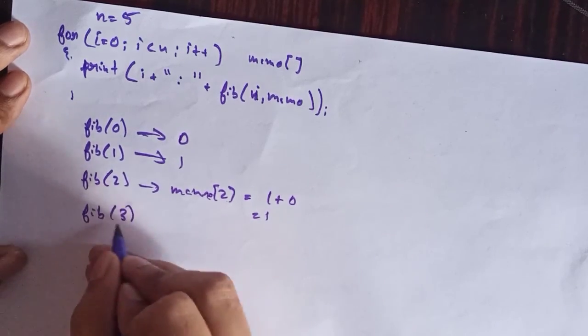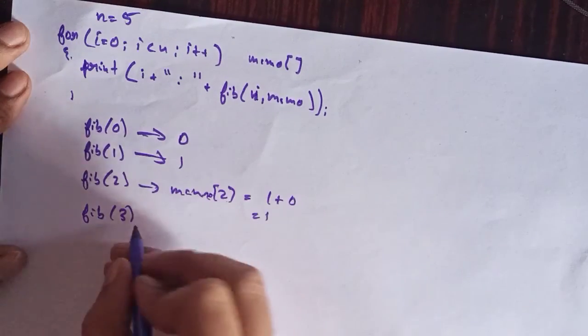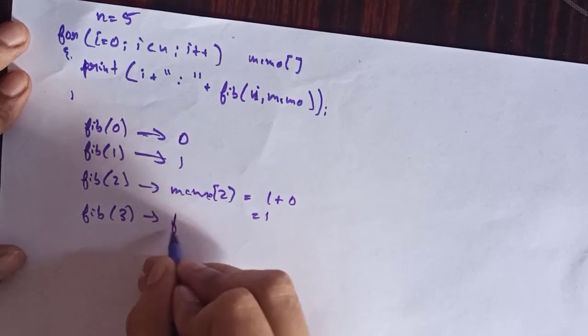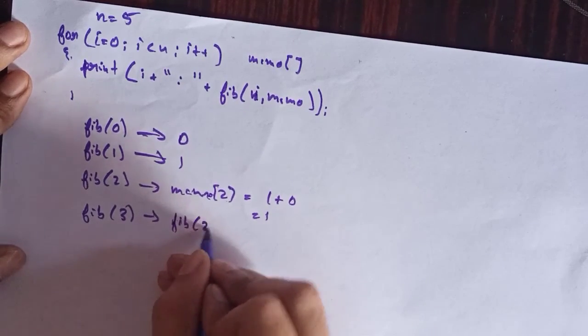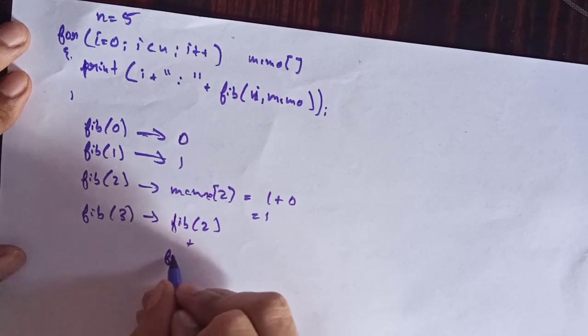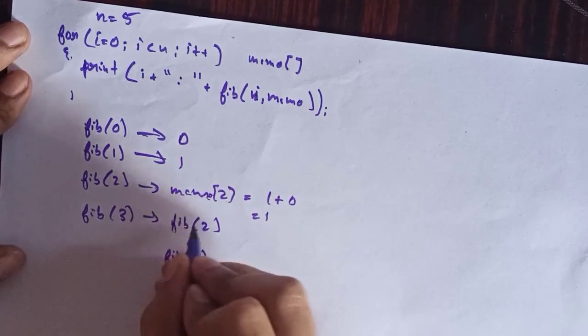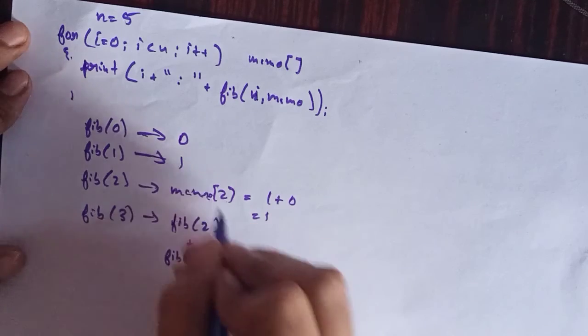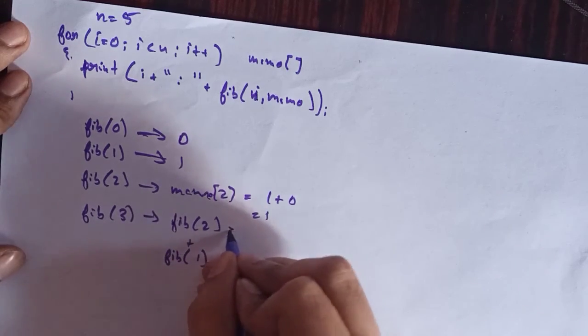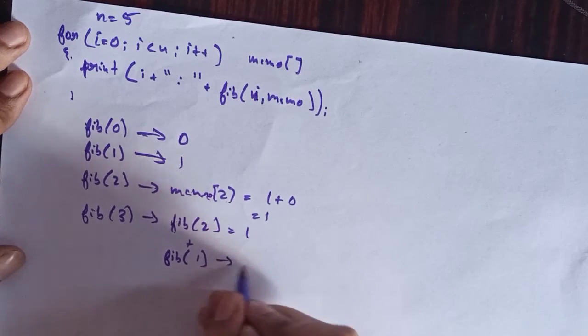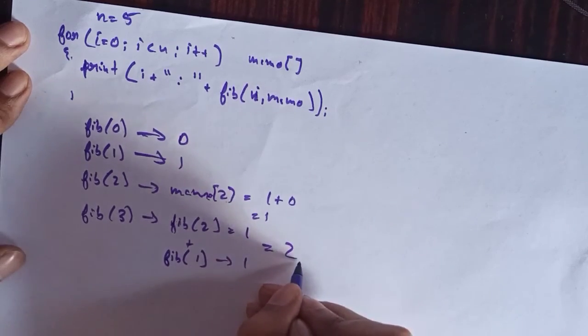Fibonacci of 3 is the next value of i. What does this do? It does fib of 2 plus fib of 1. As we know, it's n minus 1 plus n minus 2. We know from our previous step that fib of 2 is equal to memo of 2, so we simply use this, and this value is 1, so we get our answer, output 2.